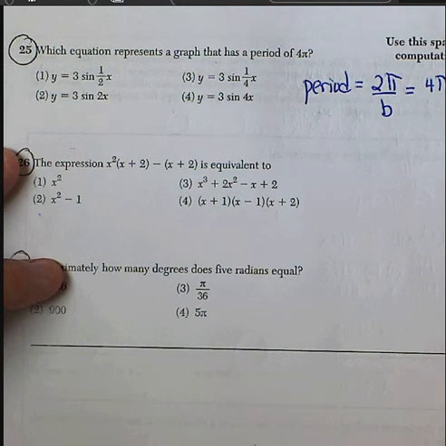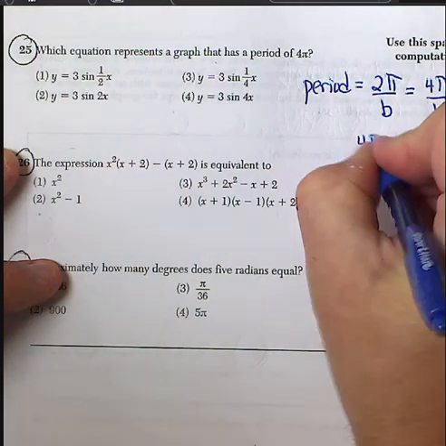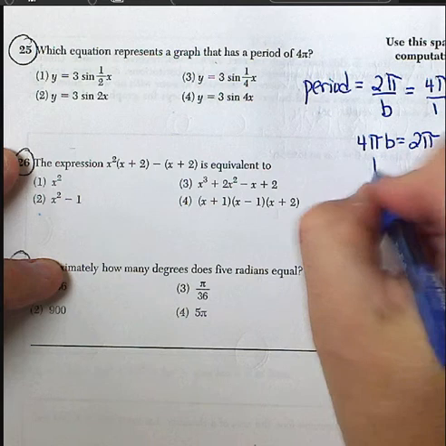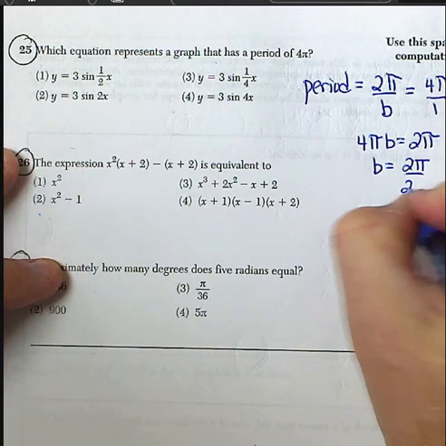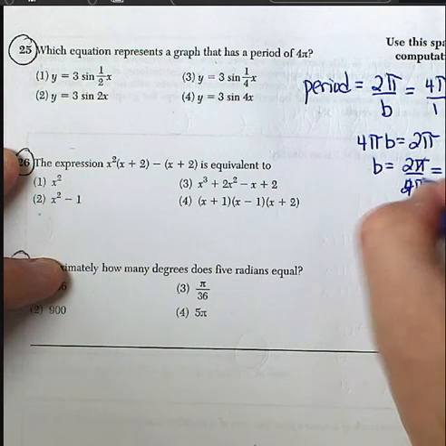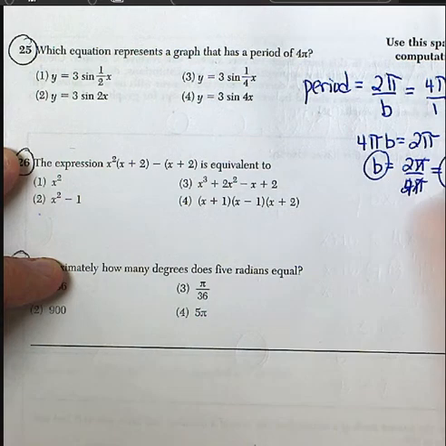So if you want to try to solve for b here, again, you can cross multiply. We're going to get 4 pi times b is equal to 2 pi. And then you're going to go b is equal to, divide 4 pi by both sides. So the pi's are going to cancel. 2 over 4 becomes 1/2. So b is going to become 1/2.